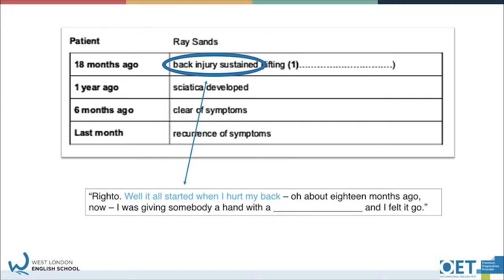It's the same, actually, just down here as well. The patient says, I was giving somebody a hand. And again, you can see it's quite an informal phrase. In fact, it's a bit like an idiom, and it's probably worth learning a few idioms because that could help you in listening part A, but also in part C as well, of both the listening and the reading.